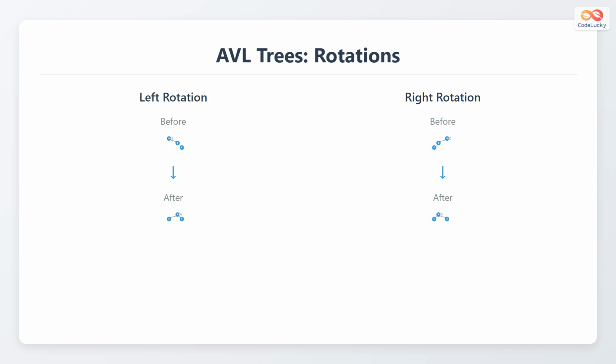AVL trees use rotations to maintain balance after insertion or deletion operations. Two fundamental rotations are left rotation and right rotation. A left rotation involves rearranging nodes such that a right child becomes the new parent. Conversely, a right rotation involves rearranging nodes so that a left child becomes the new parent. These rotations help to rebalance the tree, ensuring that the height difference between the subtrees remains within the allowed limit. The diagram shows how the tree rebalances from before to after rotation.